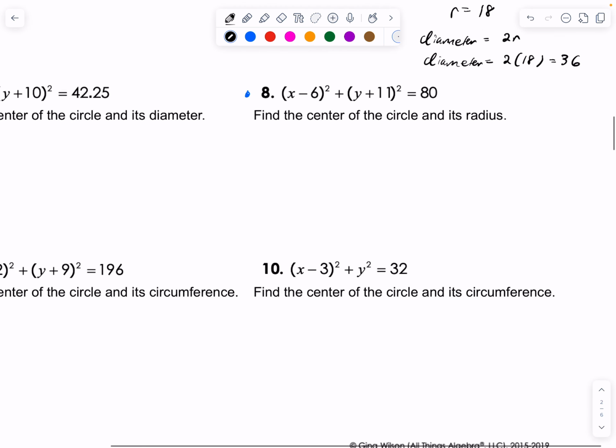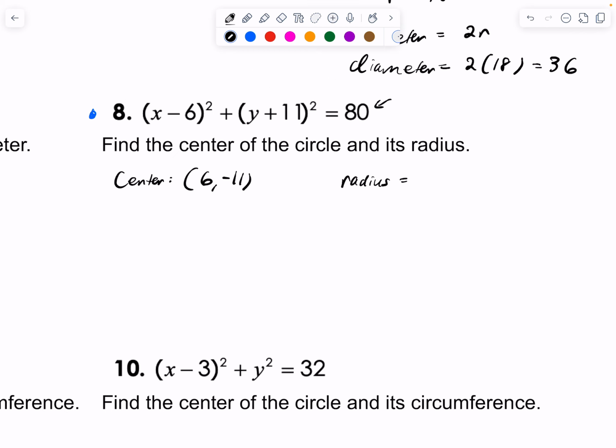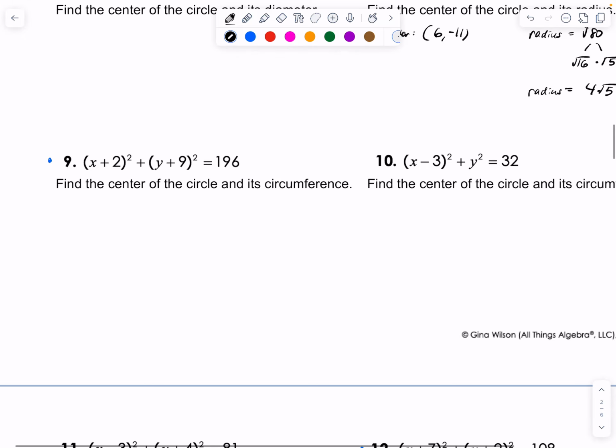Let's try number 8. All right, center of the circle again. So the center of the circle is 6, -11. It does ask for the radius this time, which means I'm going to take this 80 and take the square root of it. All right, I'm going to break that down into the perfect square of 16 times 5. So my radius is going to be equal to 4 times the square root of 5 units. Okay, go to number 9.